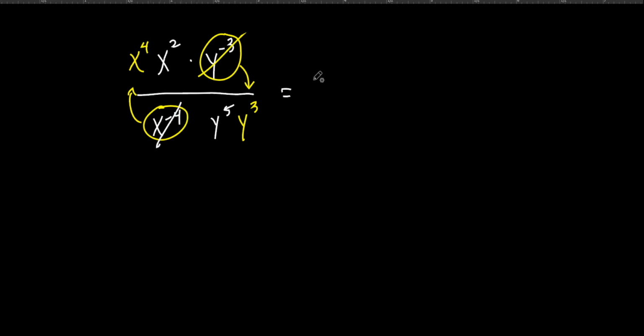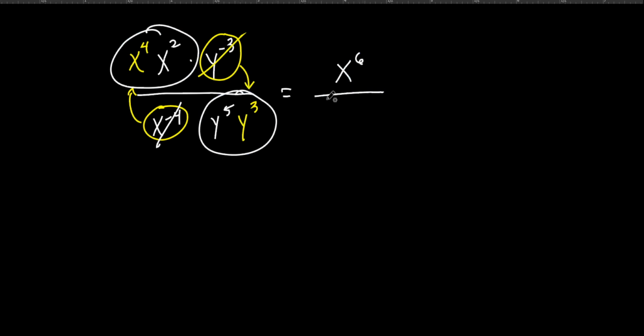Okay, so what do we got? Actually, we can just figure it out. We got this on top. So what's that going to give us on top? X to the sixth, over y to the eighth. And there you go. You could do it another way, and I'm going to show you that in a second, but I think it's easier if you have a negative exponent to just flip it.